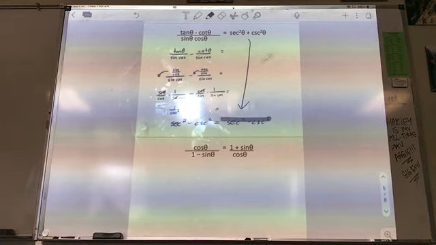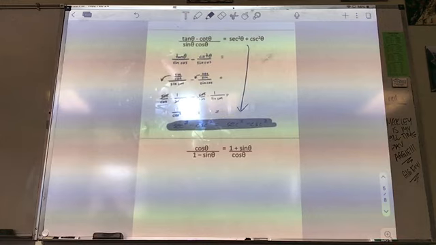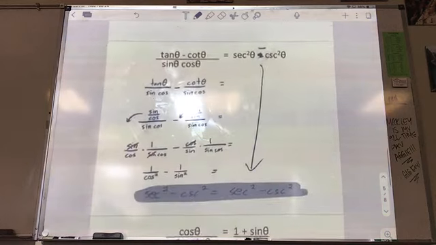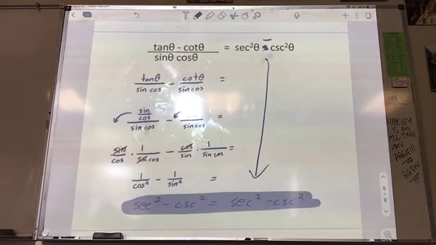Yes? Why isn't it plus, like a secant plus cosecant at the top? Oh, good catch. That actually is a typo that I made. This should be a minus. Good catch. I change that every year, but when I go through and clear the slides, it erases my white out. And every year, somebody calls me out on that.